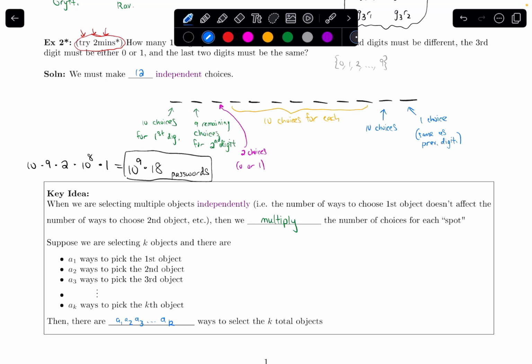So in the next video, we will talk about when do we add things together in counting problems?